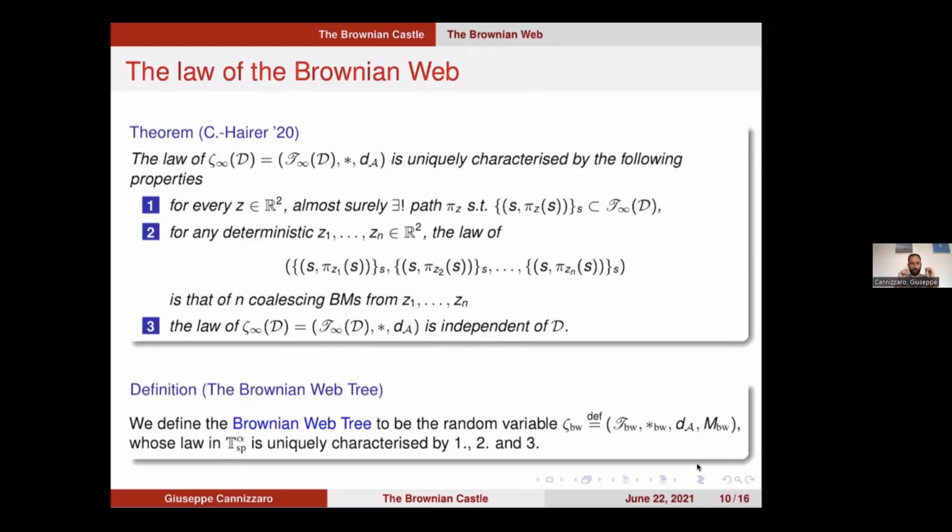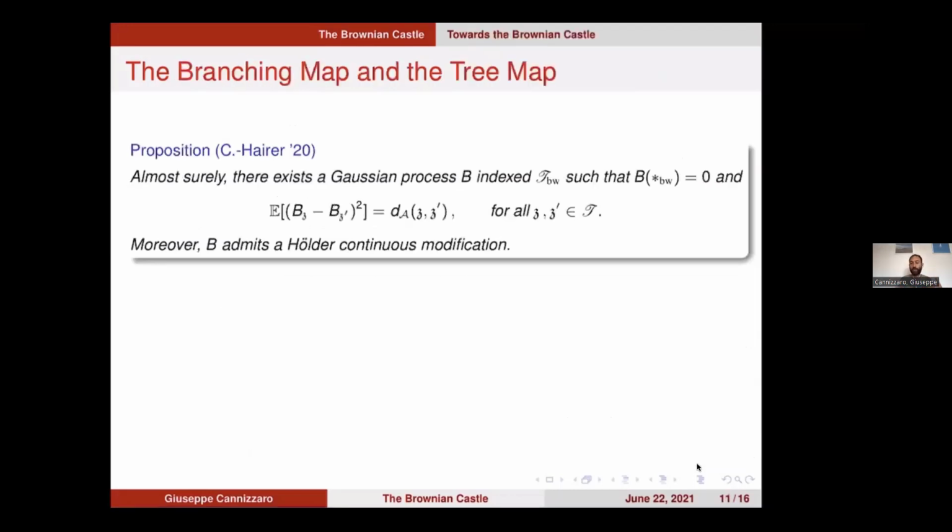What we wanted was a Brownian web for which we could keep track of the relative distances between points. Why was that important? Because the Brownian castle, if you remember, had the Brownian web, but on top of it, we also need to define a Gaussian process, which needs to have a very specific covariance structure. The second proposition shows that such a Gaussian process exists, and it admits a Hölder continuous modification. It is sort of a Brownian motion indexed by my tree and has the right covariance structure: the variance of the increment between two points is nothing but the ancestral tree distance between them.